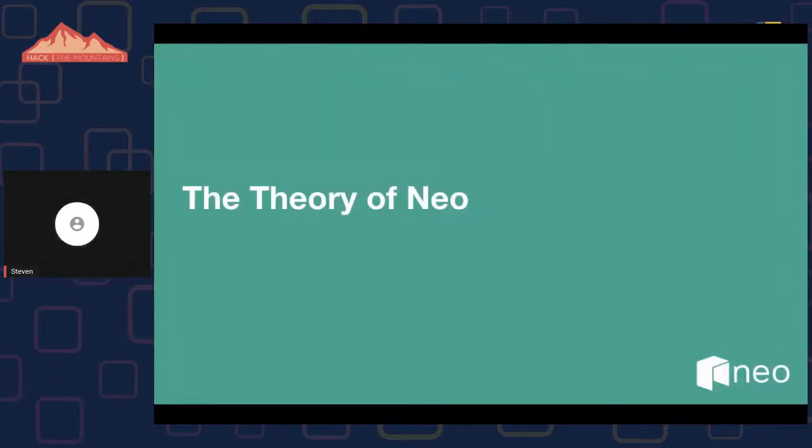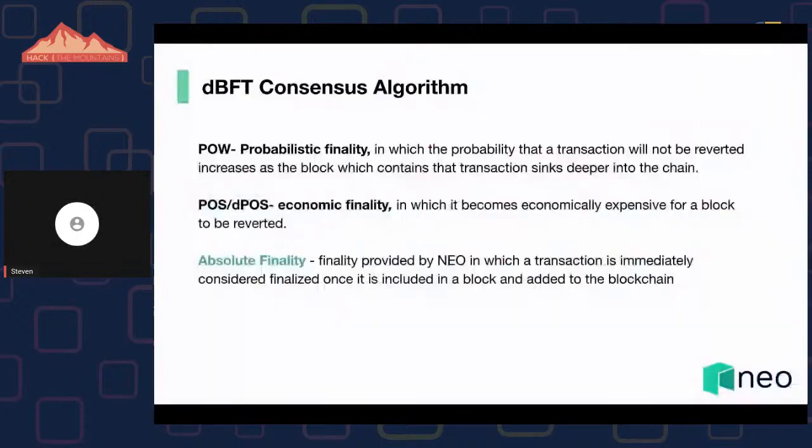Now, I think the story of NEO is almost finished, and now I will talk a little about the theory of NEO. First of all, NEO has a different consensus algorithm. You guys may have heard about POW, proof of work, in Bitcoin. Bitcoin is using proof of work, which sounds like if you want to produce a block, you have to do a lot of work, a lot of computation, which means you have some cost if you want to produce a block.